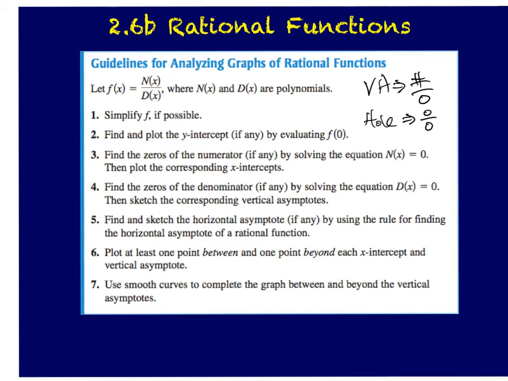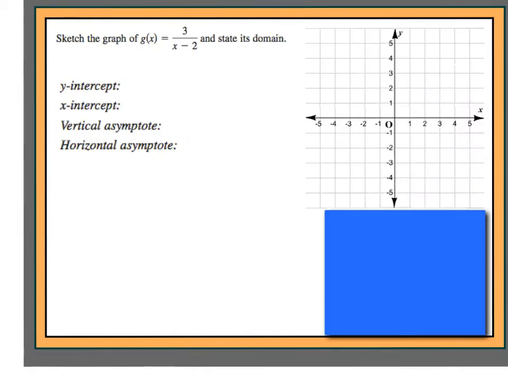All right? And then how do you get a horizontal asymptote? You need to look at the higher powers. What if the higher power is on the bottom? Y equals 0. What if the higher powers are the same? You look at the leading coefficients. And then what if the higher power is up top? There is none. To be assessed on your test upcoming.